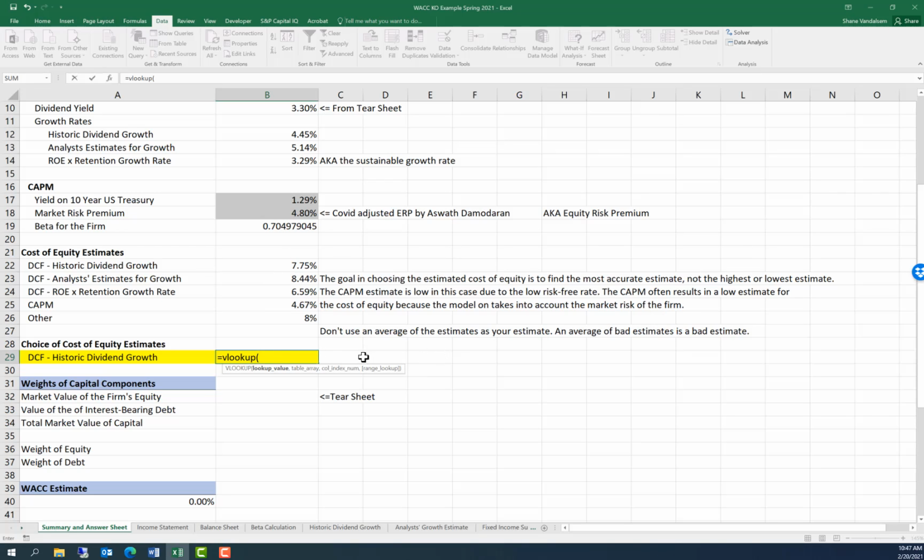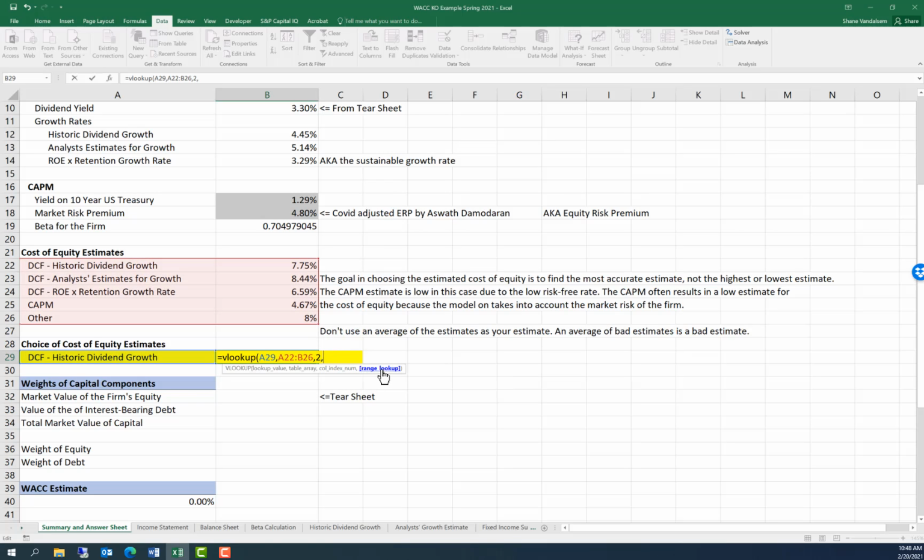horizontally. The lookup value is going to be the value I have over here in my A column. So what it's searching for is this name. My table array is going to be the names of the different estimates and their values over here. So I highlighted that for table array. My column index number is going to be 2 because my values are in the second column. And then the last item here says true or false. Do I want an approximate match or an exact match? Well, in this case, I want an exact match because the names are exact. They're coming from the same list here.